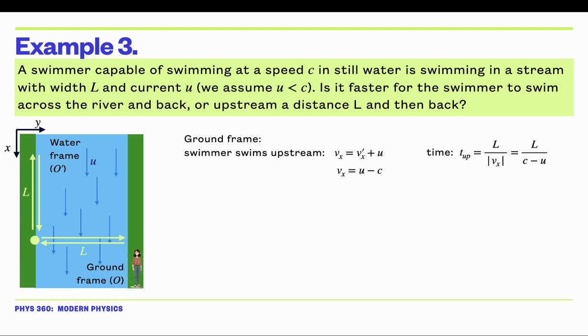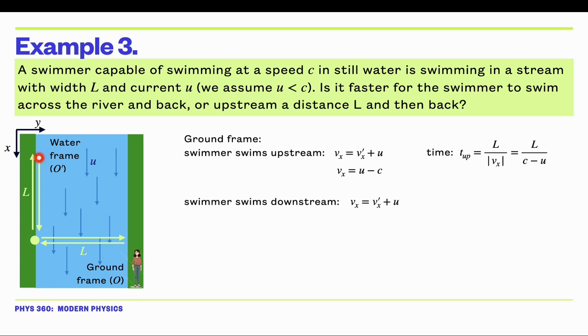So notice this quantity Vx is going to turn out to be a negative value, right? Because we're assuming that the flow speed of the water is less than the speed at which the swimmer can swim. Otherwise, they would never get there. So really what we care about is you have to take the absolute value of this to get the time. Otherwise, you'll get a negative number. So take the absolute value of u minus c. That's going to be c minus u, because again, remember, c is greater than u. So this will be a positive number.